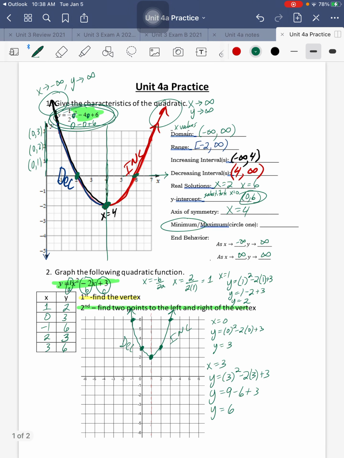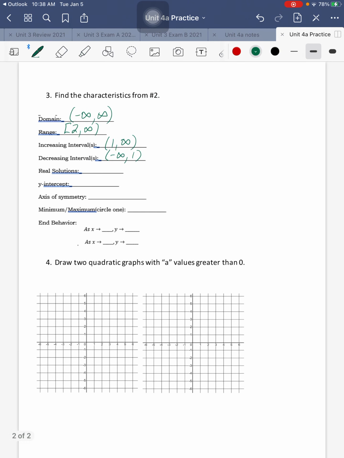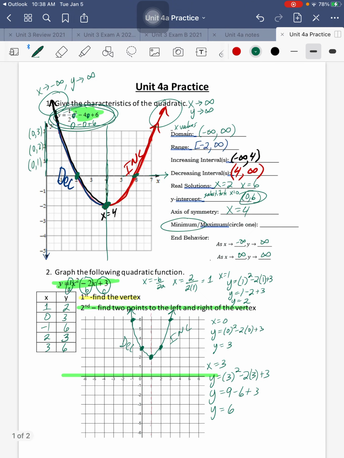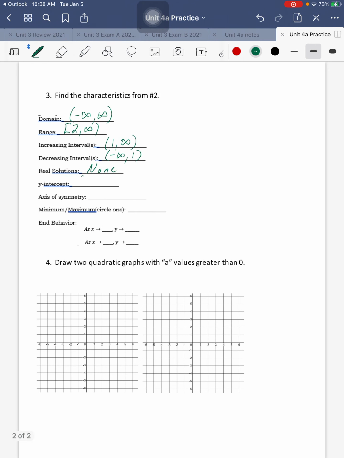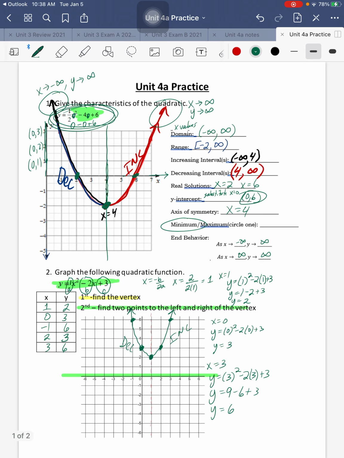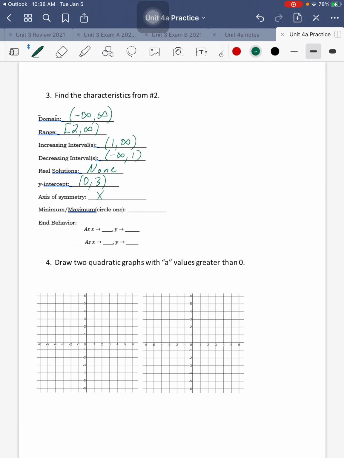Real solutions, where does it cross the x-axis? Oh man, it doesn't cross the x-axis anywhere. Nowhere. It doesn't cross the x-axis at all, so none. Please don't leave it blank. Y-intercepts. Well, that's an easy one. 3. So 0, 3. Axis of symmetry. Right here at x equals 1. It's the x value of the vertex always.